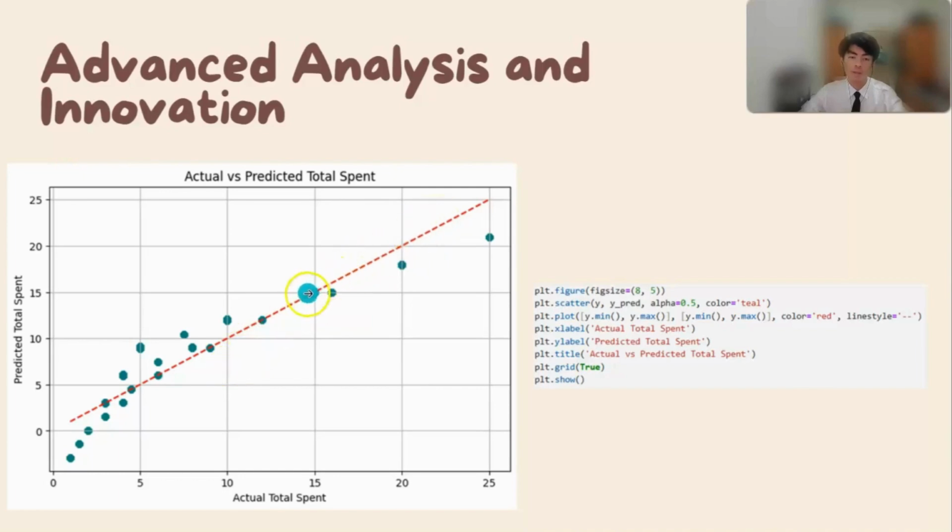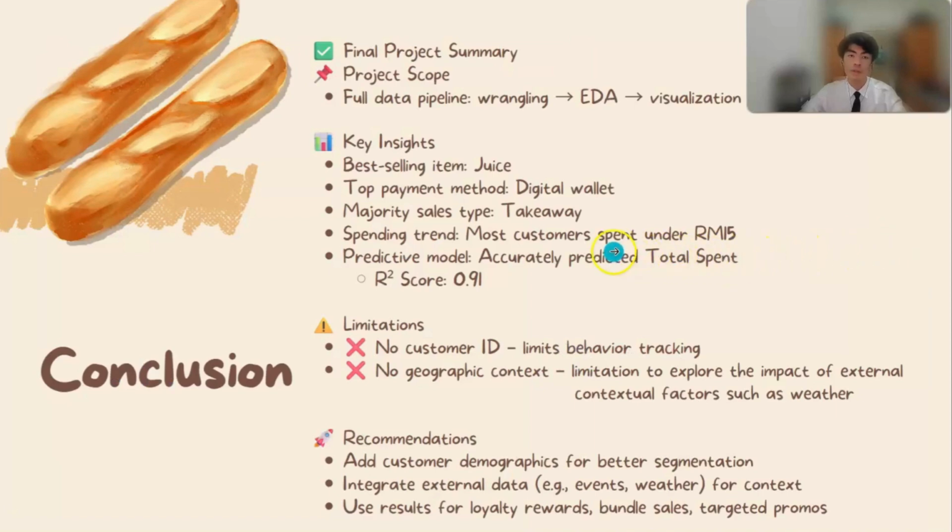Minor deviations at higher spending values were observed, which may be due to fewer high-value transactions or data noise. So in conclusion, for our project, the full data pipeline starts from data wrangling, then the exploratory data analysis, visualization, and lastly, the predictive modeling.